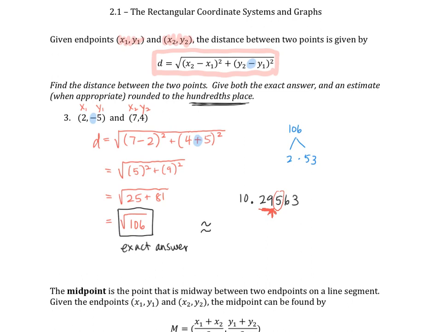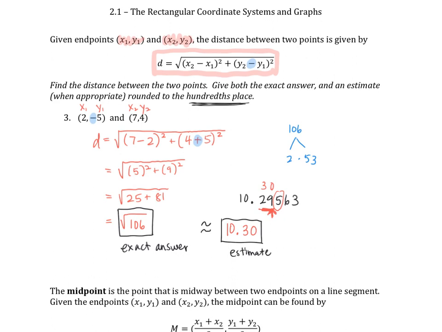So since it's a 5, we round the 9 up. Well, up means to a 0, which is like a 10, right? And then the 2 will round to a 3. So 29 will round to 30, right? So the estimate would be 10.30. And since it says to the hundredths place, you have to put that 0 to give a number in the hundredths place. If you just wrote 10.3, then it looks like you rounded to the tenths place. So you want to make sure you round to the hundredths place. This is your estimate.